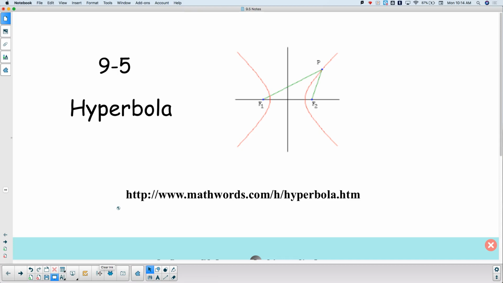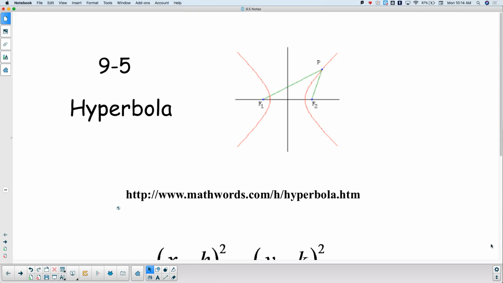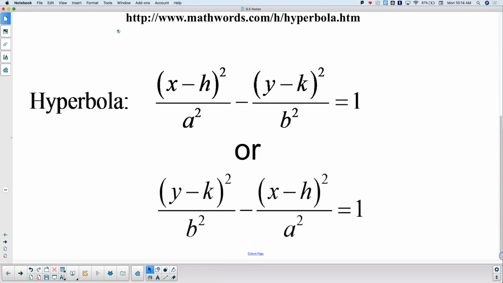Okay? There are left and right hyperbolas. There are up and down hyperbolas. Okay? And the two equations that we have for them, we'll go right into what the equations are, because that's very important as we go forward. Do we want these on a note? Oh yeah. Okay.